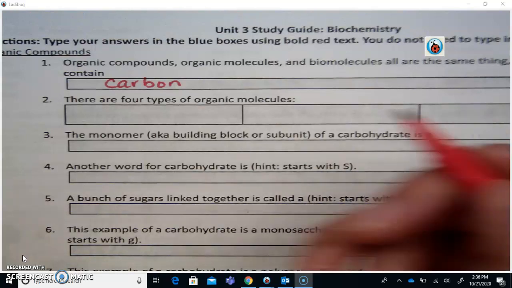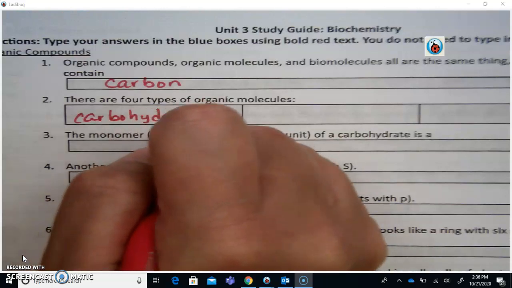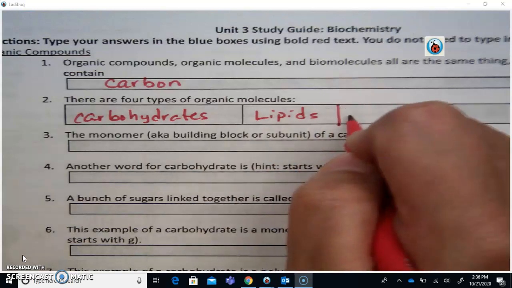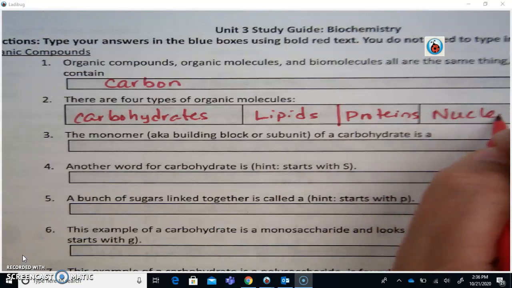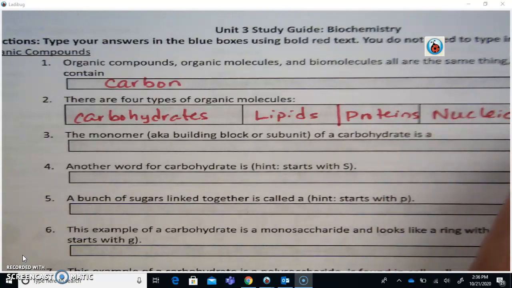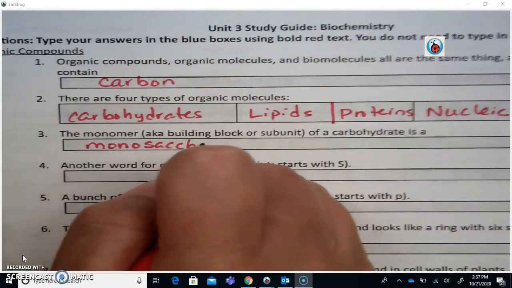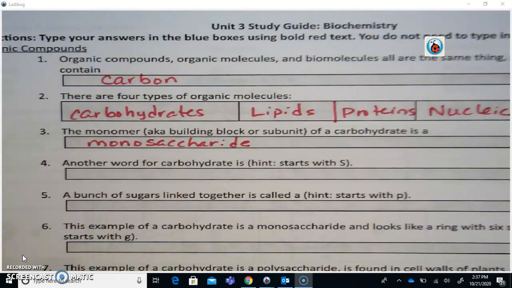There's only 3 boxes. They are carbohydrates, lipids, I'm going to make another box, proteins, and nucleic acids. Number 3, the monomer, which is the building block or subunit of a carbohydrate, is a monosaccharide. Number 4, another word for carbohydrates, and it starts with an S, is sugar.